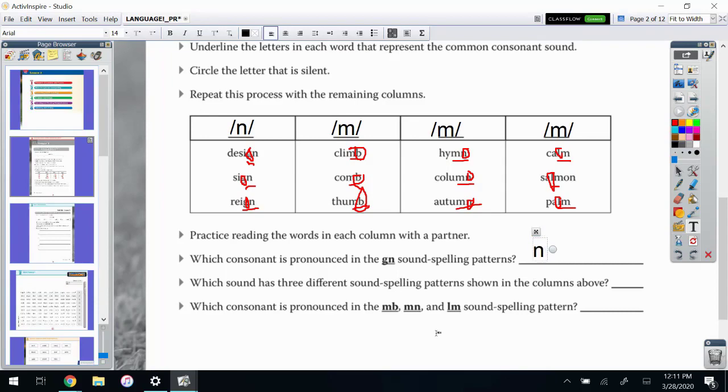Which sound has three different sound spelling patterns shown in the columns above? Well, that would be the m. You can see it can be spelled MB, MN, or LM, but they all have the sound m. Which consonant is pronounced in the MB, MN, and LM sound spelling pattern? So you don't hear the B, the N, or the L. You only hear the letter M.